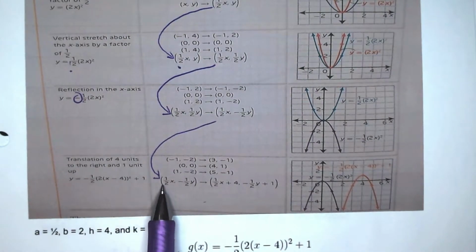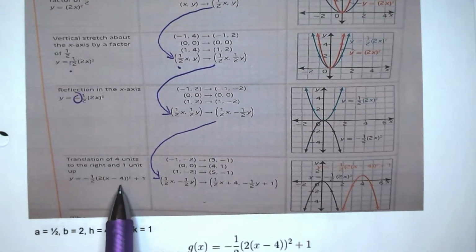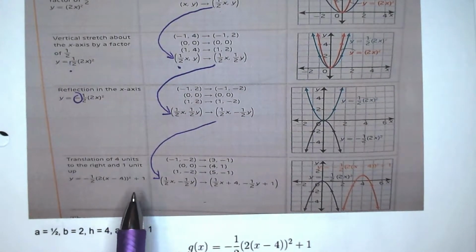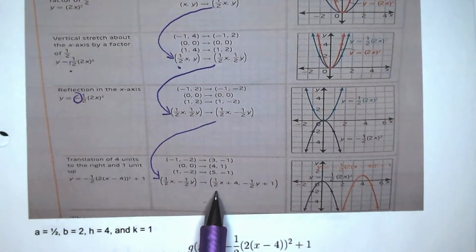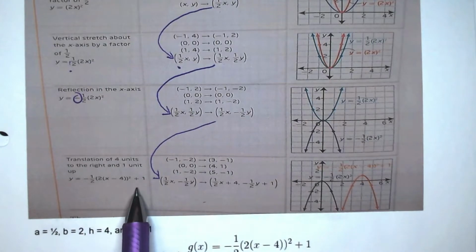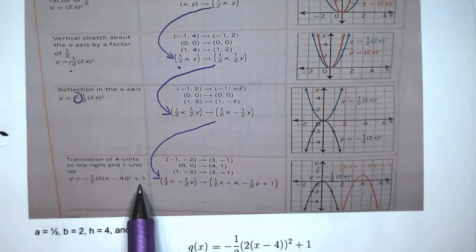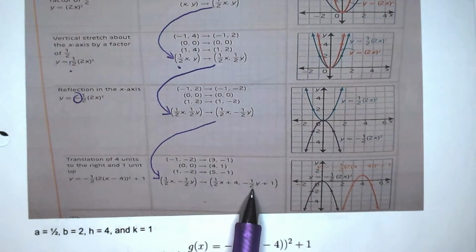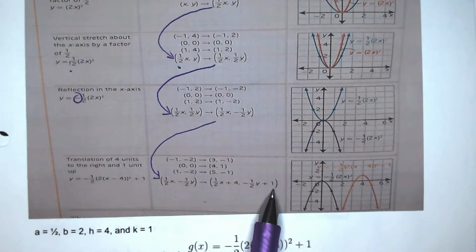So notice what happens to the x values. Remember, h is what affects the x values. Our 1/2 x, it's now going to be 1/2 x plus 4. And then we shift up every y unit by 1. So our y values are now -1/2 y plus 1.